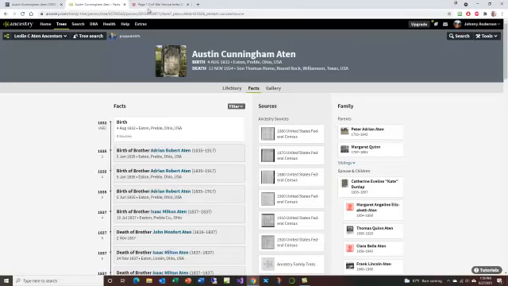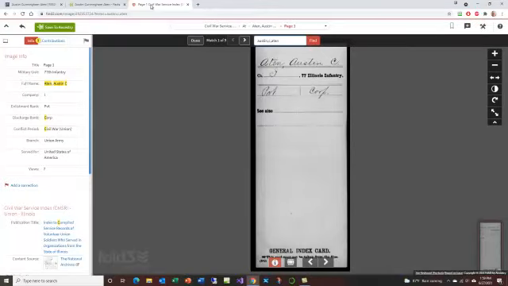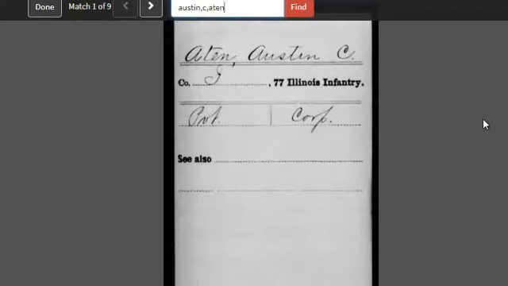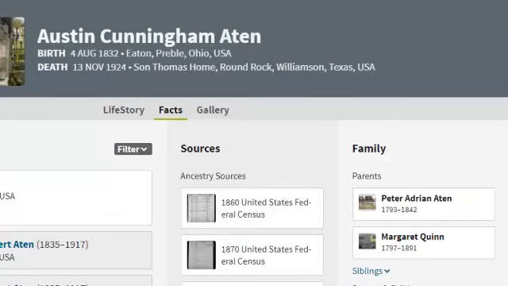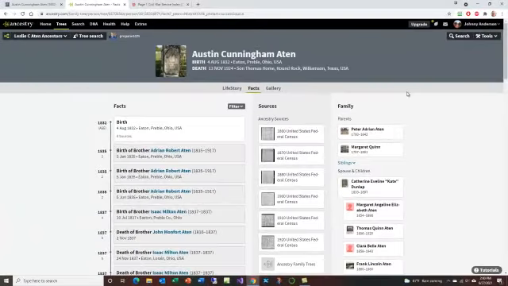Let's go take a look at Fold3. So if we look at Fold3, we searched for Austin C. Ayton, and sure enough came up as a private going in, coming out as a corporal, Company I of the 77th Illinois Infantry. So in this case, we had an exact match of Austin C. Ayton, and so we've got some really good indicators that he was, in fact, a Civil War veteran.